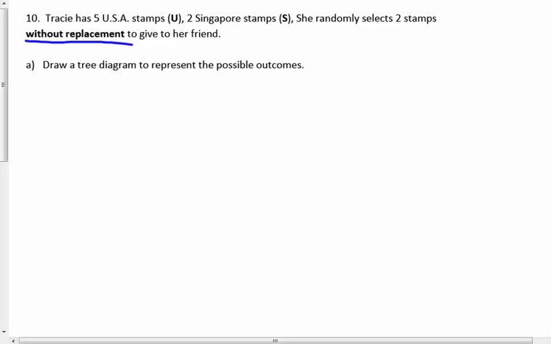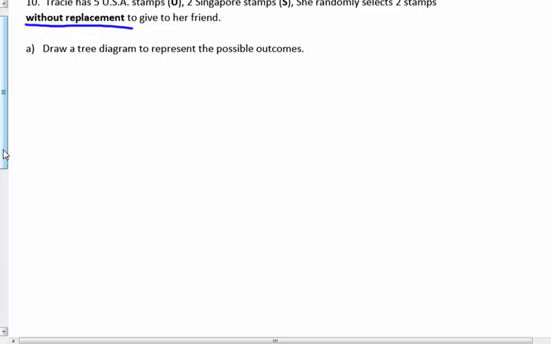Tracy's gonna pick stamps. She must be a stamp collector. Tracy has 5 USA stamps called U and 2 Singapore stamps represented with an S. So it's telling you what to use for your letters, U and S. Singapore for S, United States gets the U. She randomly selects 2 stamps without replacement to give to her friend. So she picks a stamp and keeps it in her hand. Doesn't put it back in the pile.